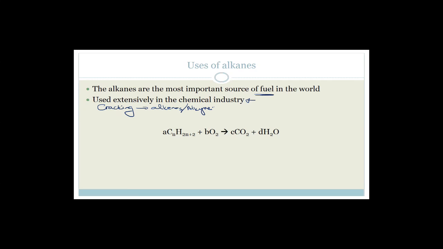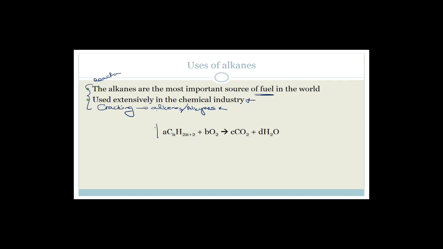And alkenes and alkynes are very useful, because they've got your double and triple bonds, and they therefore can be used to react and to make other things. So we're going to talk about other reactions as well of your alkanes. But at the moment, I just want you to know that when they say they're used extensively in the chemical industry, it's mainly so that they can be broken down to form alkenes and alkynes.